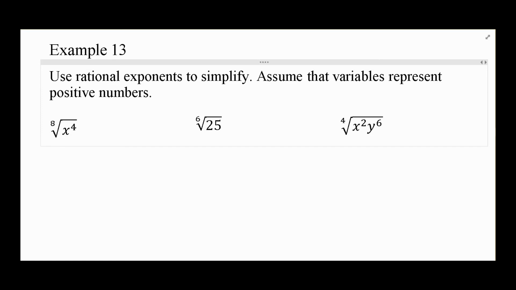All right, we have a new set of directions. New flashcard for you. Directions here are use rational exponents to simplify. Assume that variables represent positive numbers. So the fact that we're told to assume that variables represent positive numbers, remember this means we don't have to worry about absolute value bars. But more importantly, let's look at the first sentence of the directions. Use rational exponents to simplify.